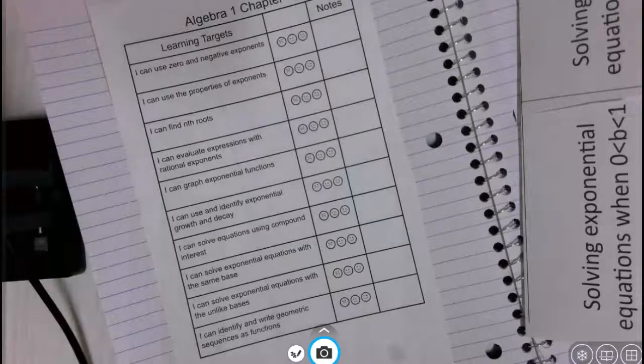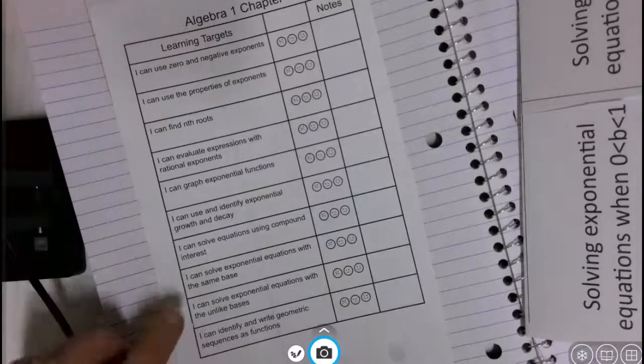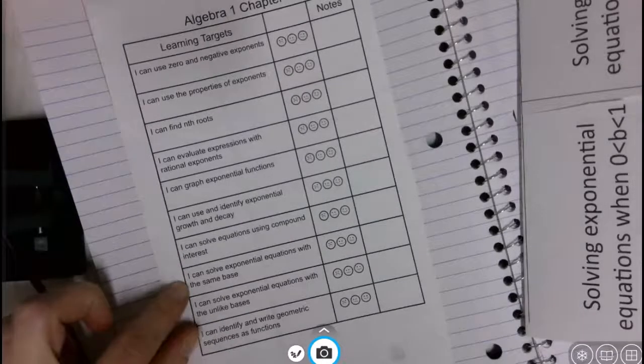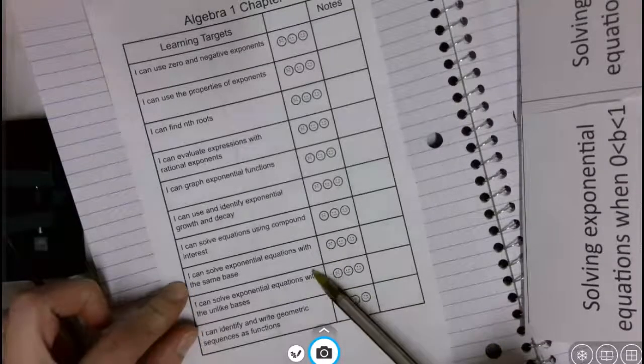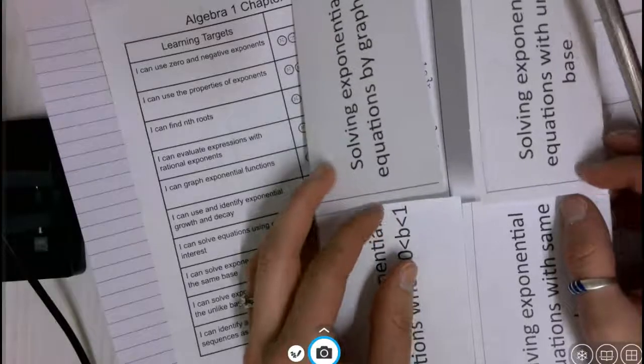All right, here we're looking at section 6.5, and we're going to really start to be solving these exponential equations. So we always start with our learning targets, and here we can solve exponential equations with the same base, and then with unlike bases. That's where it gets a little trickier, so we're going to follow some steps. So really today all you need is this sheet that we're going to fold in, and these tabs are not totally correct, but they're still going to give us everything that we need.